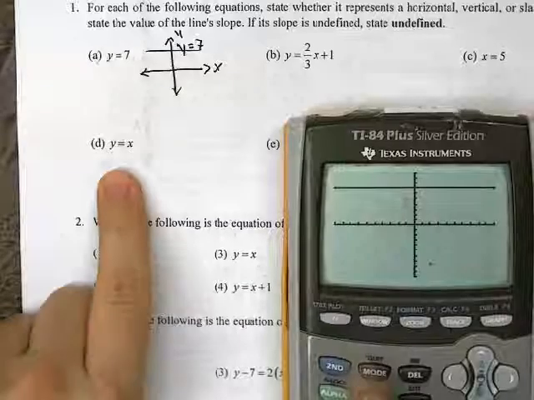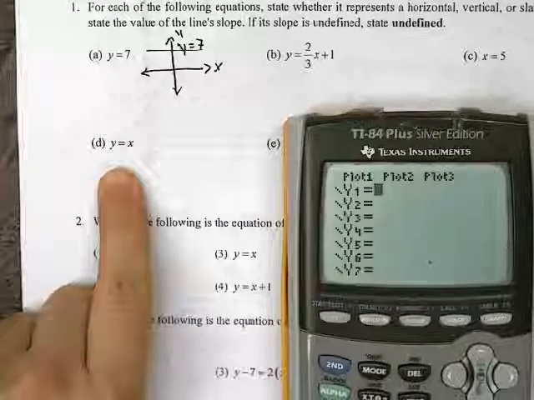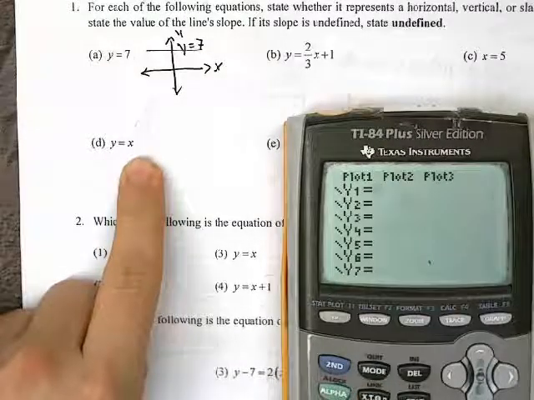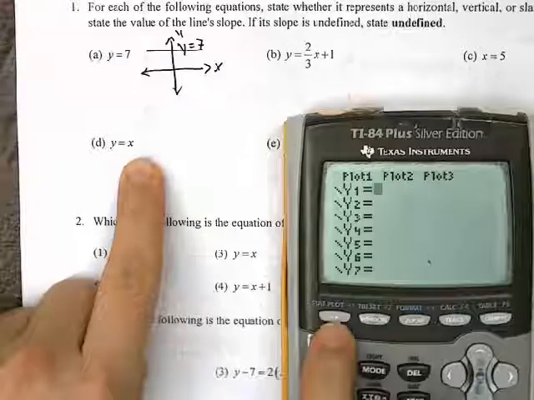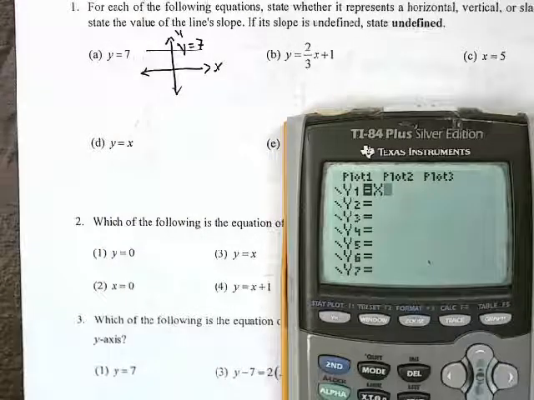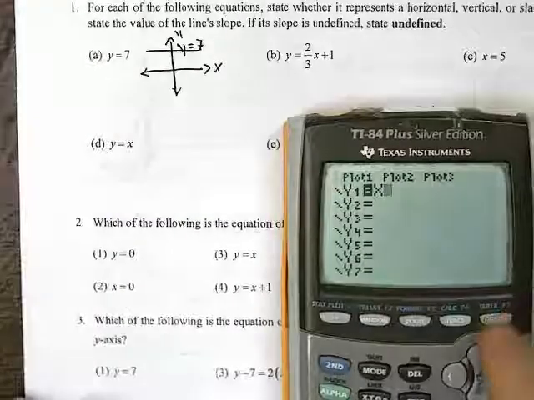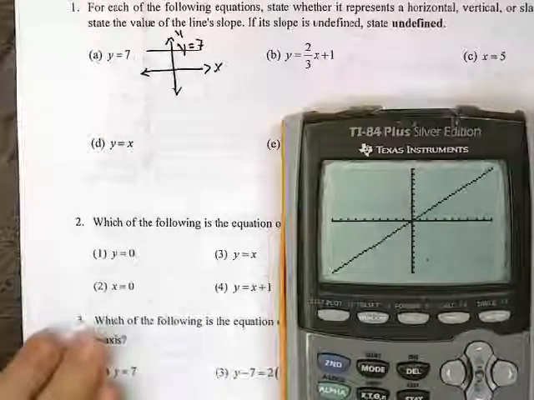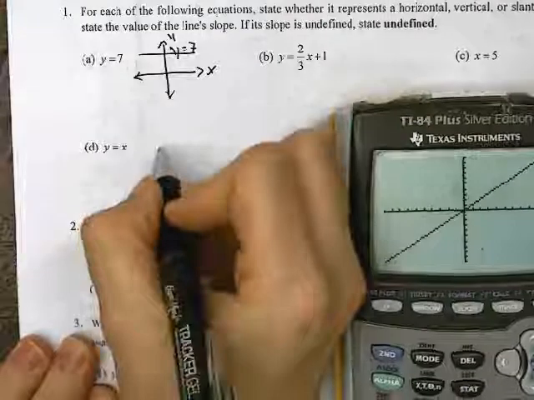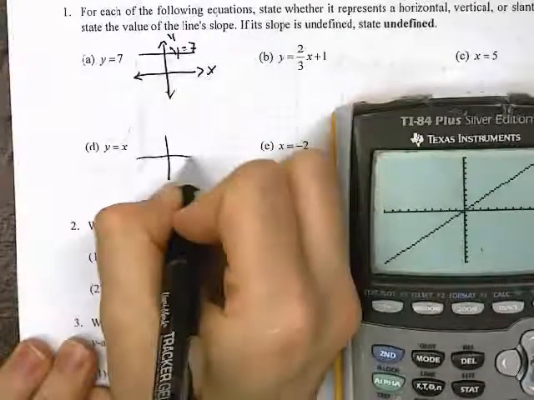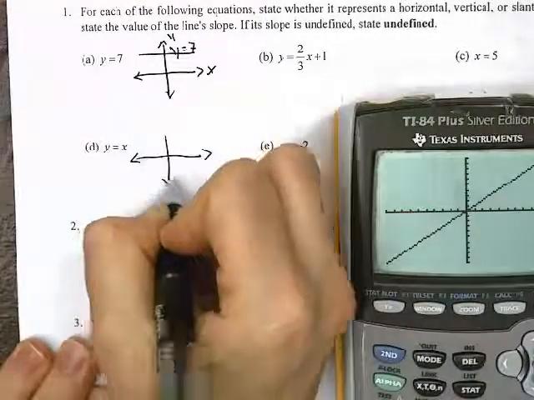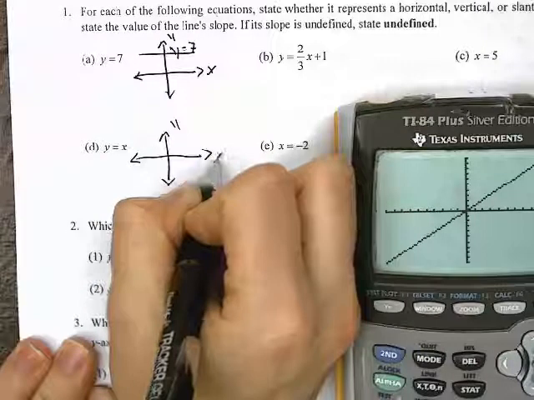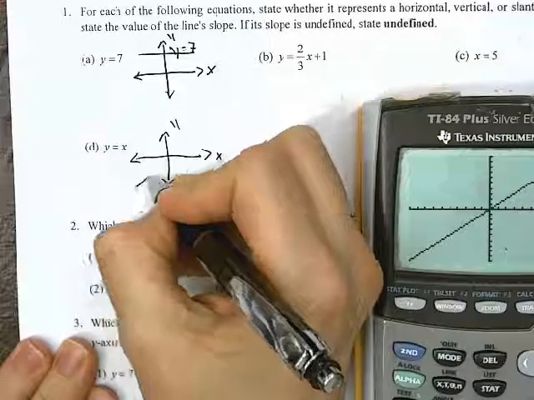Now I'm going to do D, where they asked you to graph y equals x. Again, this is one I can put in the calculator because it says y equals. So I'm going to type in x, and I'm going to hit graph. Alright, there's what y equals x looks like. So I'm going to do a quick sketch of that, as you can in your notes if you're following along. It's a line that looks like this.